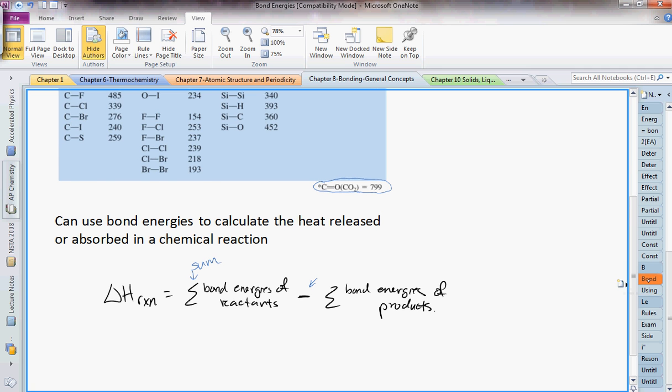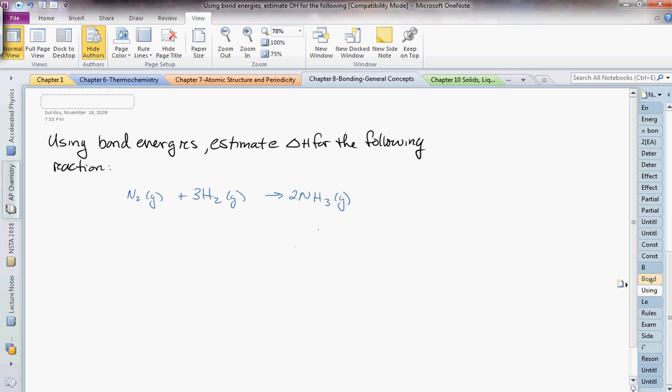So to see how all this is put together, we can look at a fairly simple reaction. What we want to do is calculate the change of enthalpy for the reaction between nitrogen and hydrogen to make ammonia. Ammonia is right here. Now, we've learned how to do this before using Hess's law. We've learned how to do this using heats of formation. Now we're going to learn how to do this using bond energies.